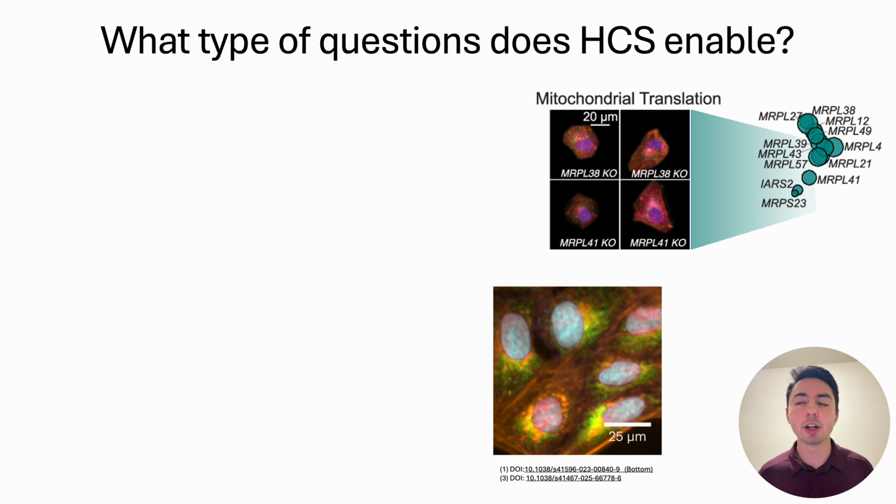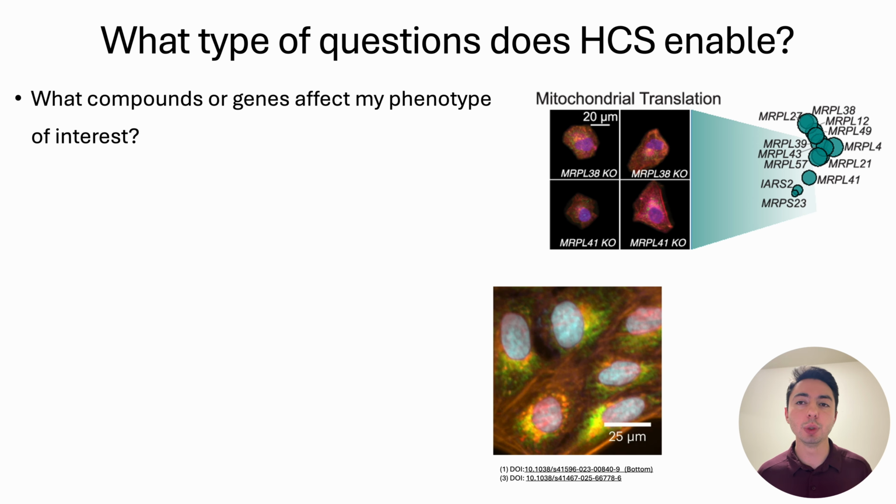That being said, let's talk about some types of questions HCS enables. First, we can ask what compounds or genes affect the phenotype of interest. This is the most direct application. If we have a specific phenotype in mind, like changes in cell shape, organization, or a disease-related feature, we can screen many genetic or chemical perturbations and identify which ones produce that effect. This allows us to systematically link genes or compounds to specific cellular outcomes.